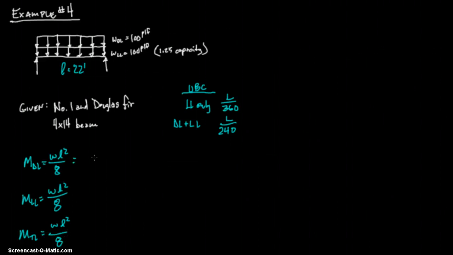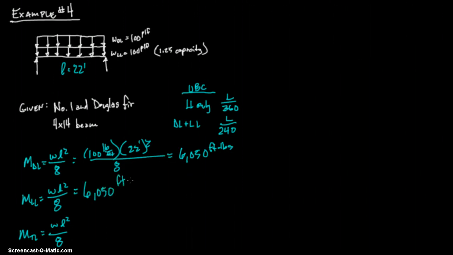Now all you remember is you have 100 pounds per foot. Now you can do PLF and whatever you want to do, times 22 foot squared over 8. Your live load is going to be the same, so let's go ahead and calculate that out. 100 times 22 squared divided by 8 is 6,050, and that is familiar. And that's in foot-pounds. And remember that, 6,050 for the live load as well.